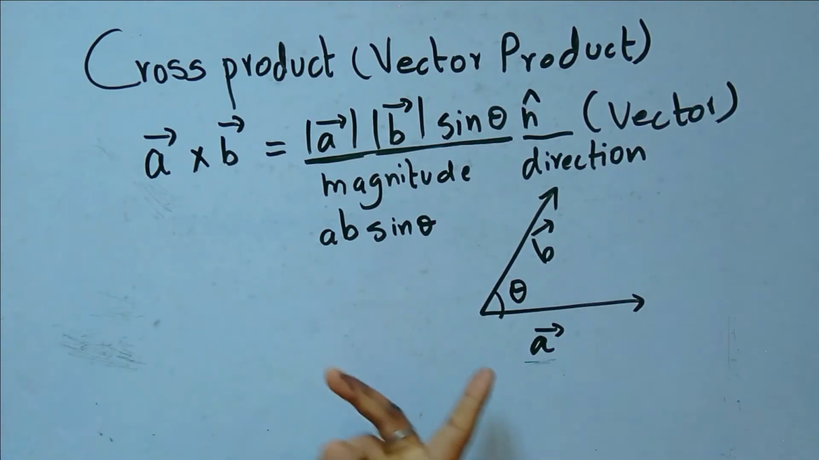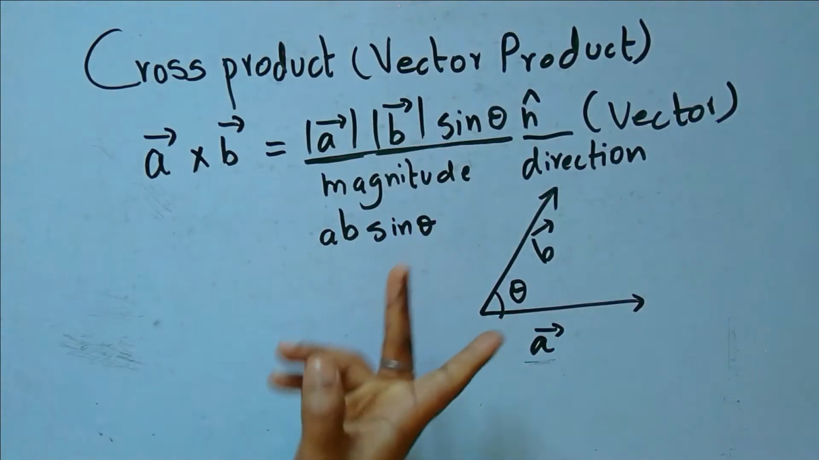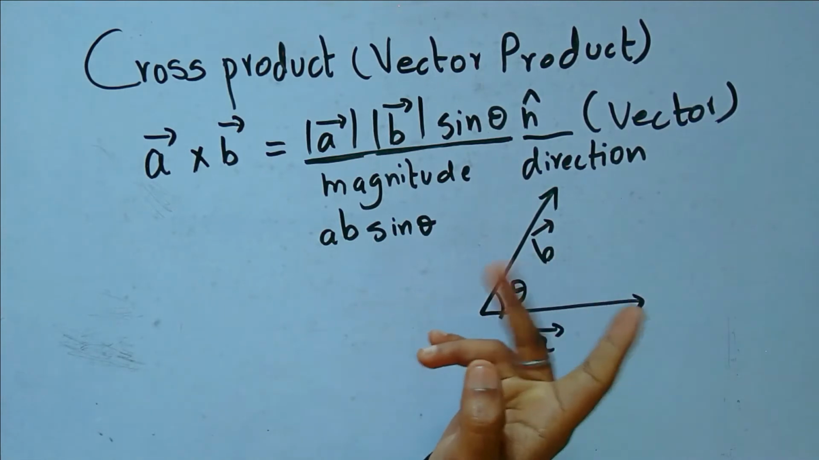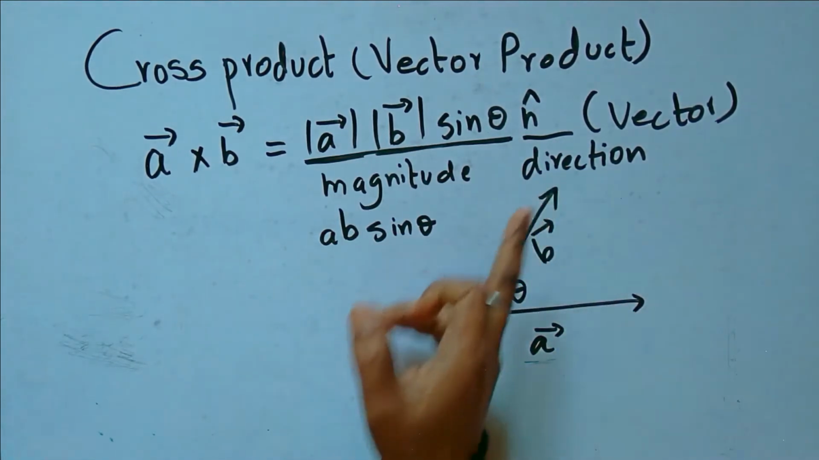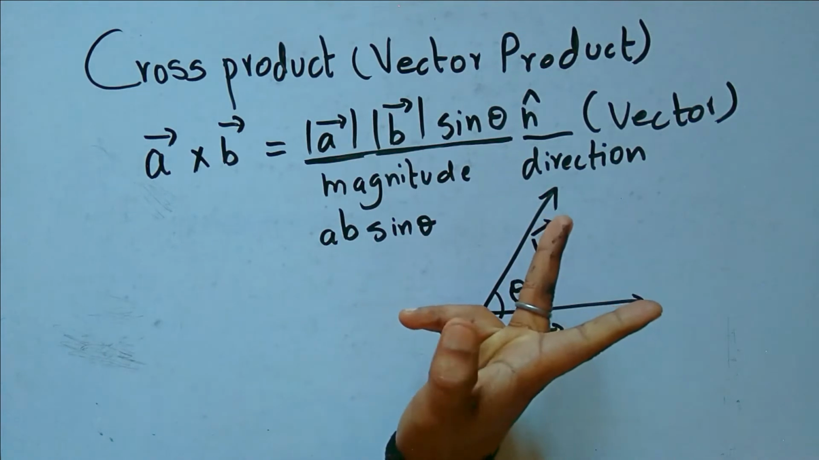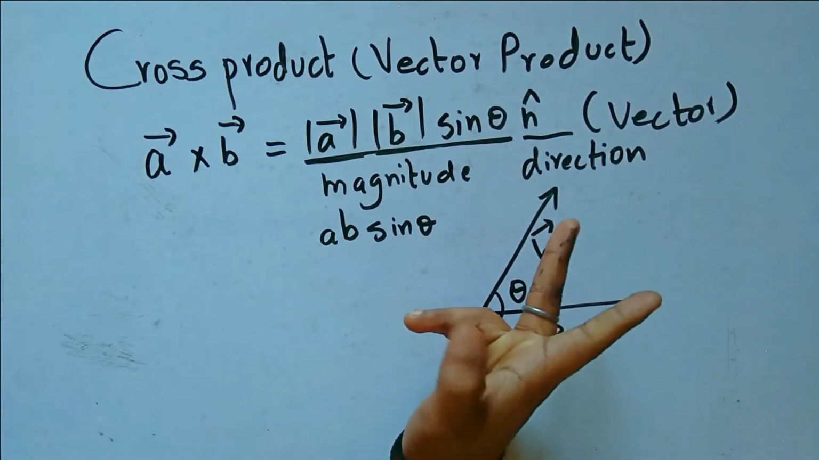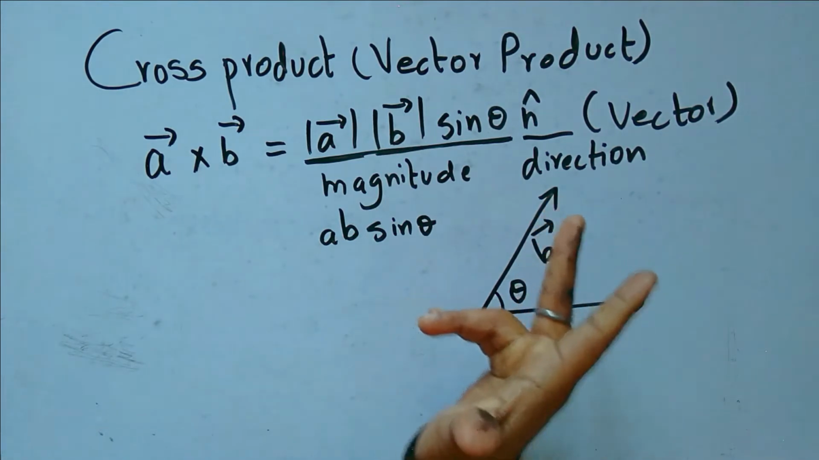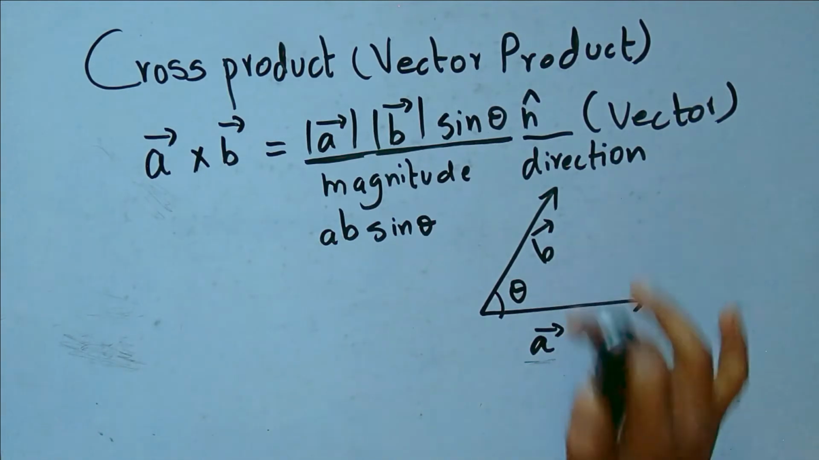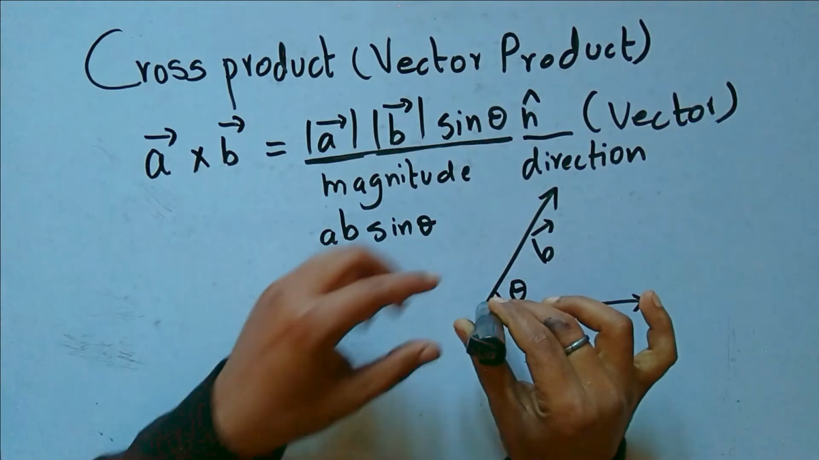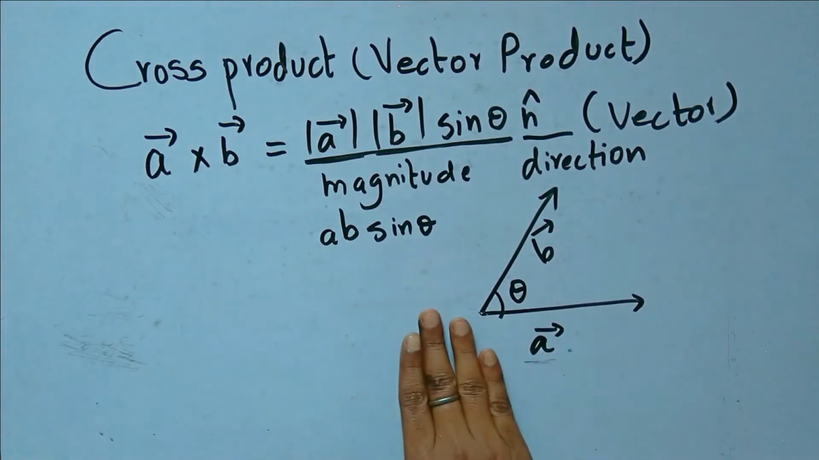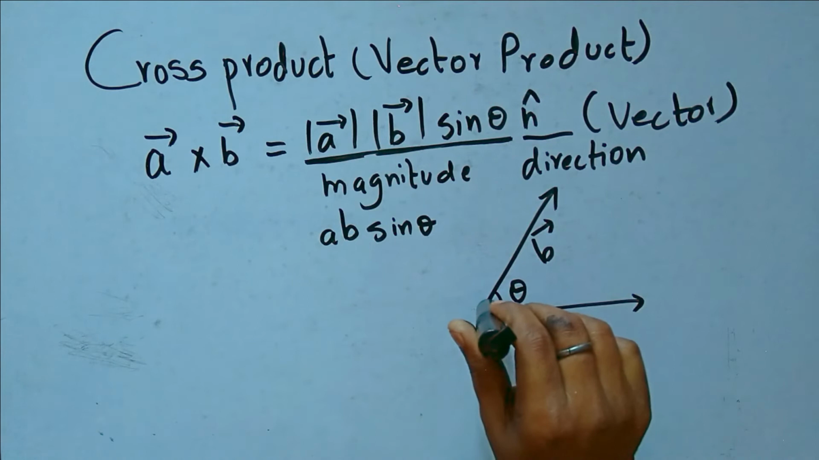So index finger points towards vector A, which is in this direction, and this middle finger points towards vector B. So in this way we can point both vectors. Now the direction of the resultant is the direction of thumb, which is in this upward motion. So if this is vector A, vector B, then the resultant of cross product of two vectors is this vector. Now we can see vector A and vector B are coplanar vectors, which are on the same plane, whereas the resultant is on another plane.